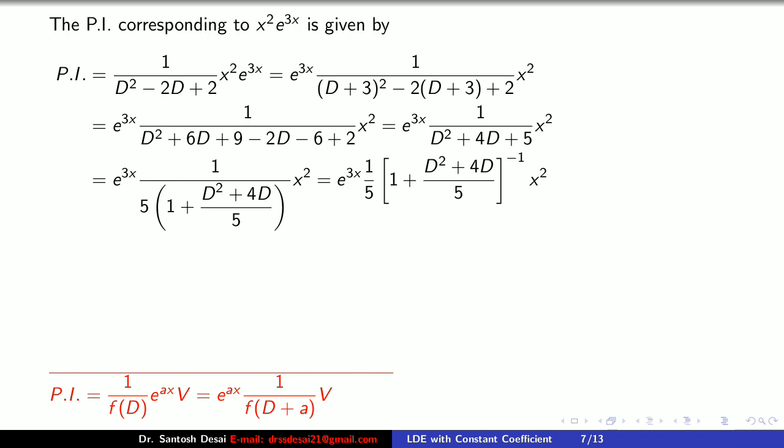To write the expansion, we use one simple trick. Here the power of x is 2, so we write the first three terms of the expansion. Remember that if the highest power of x is m, then we write m plus 1 terms of the expansion. Here the power of x is 2, so we write the first 3 terms. Now we know the expansion of 1 plus x raised to minus 1 is equal to 1 minus x plus x square minus x cube. So using this expansion, we write the first 3 terms only.